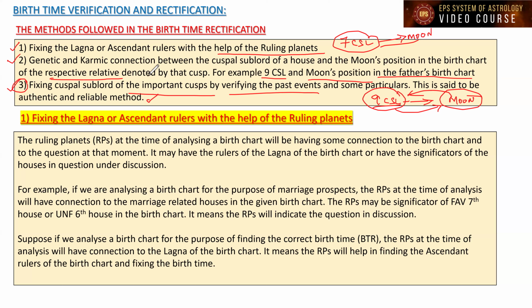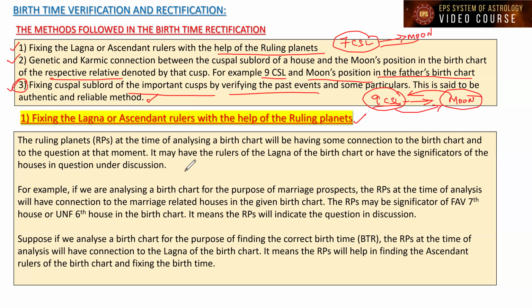Now let us discuss each method in detail, and look at the advantages and disadvantages one by one. Now let us take the first one: fixing the lagna or ascendant rulers with the help of the ruling planets. That is step number one. The ruling planets at the time of analyzing a birth chart will have some connection to the birth chart under discussion and to the question at that moment. They may be the rulers of the lagna of the birth chart or the significators of the houses in question.